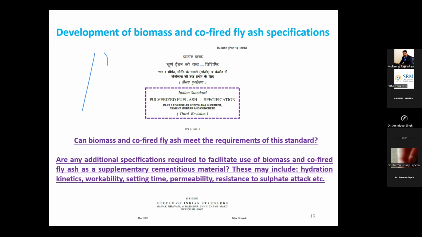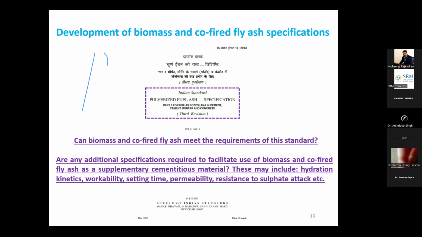So as per Indian standard 3812, this is for the pulverized fuel ash when only coal is burnt. But there is no fixed standard, no guidelines, we can say, right now for the use of this co-fired fly ash or biomass ash. So can biomass and co-fired fly ash meet the requirements of this standard? This we need to check. Any other additional specification required to facilitate use of biomass and co-fired fly ash as a SCM? This we need to check. This may include hydration kinetics, that how hydration of cement is going to change when we add these co-fired ash or biomass ash, or workability, how it is going to change, how setting time, physical property, how durability property like permeability, resistance to sulfate attack, or carbonation, let us say, is going to change, how the structural properties are going to change.